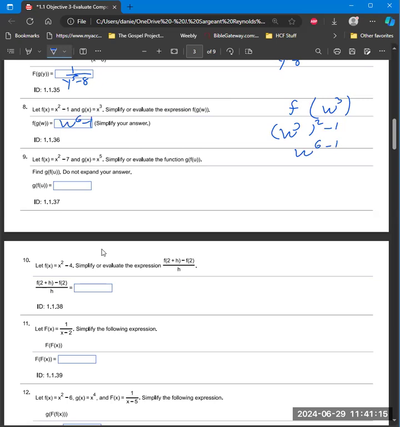f of x is equal to x squared minus 7, and g of x is equal to x to the 5th. Find g of f of u. So f of u is going to be u squared minus 7. g of u squared minus 7 is going to be u squared minus 7, to the 5th.